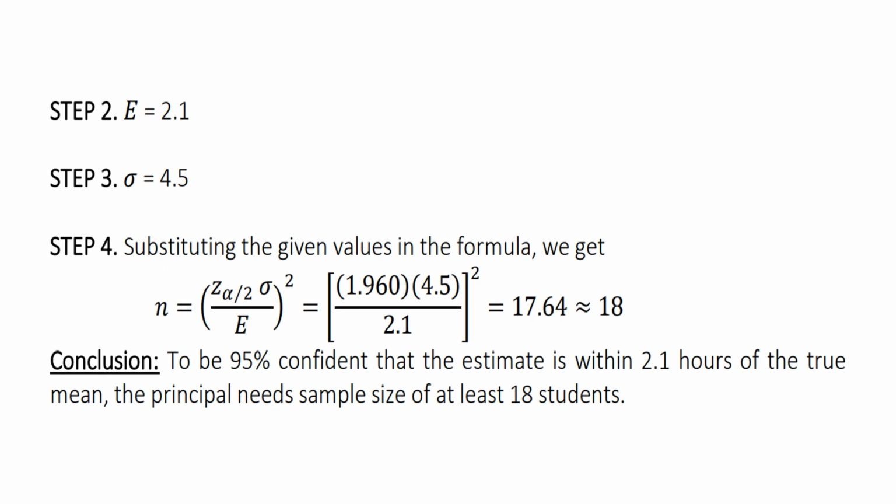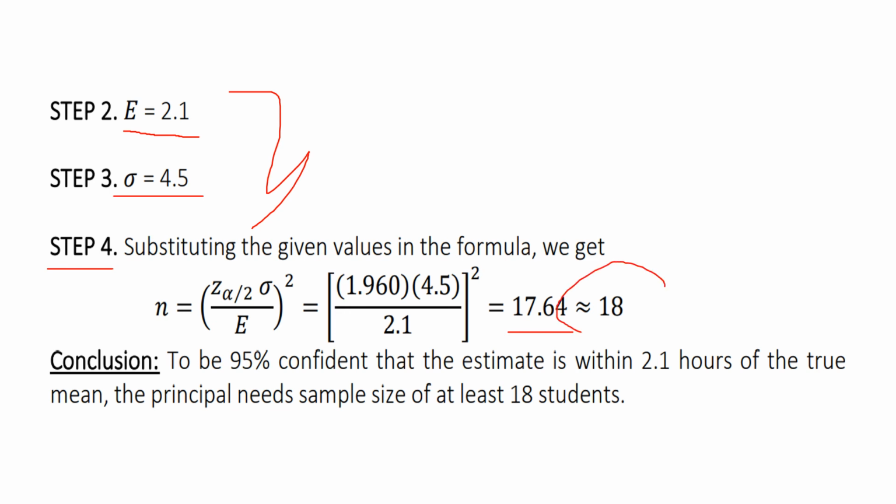For step number 2, we need to look for the value of your maximum margin of error, which is your E, and that is given in our problem. Your E now is equal to 2.1. Your sigma is 4.5 for step number 3, and for step number 4, we need to substitute all the given values in the formula. So n is equal to C sub alpha over 2 multiplied by sigma over E, squared, which is 1.96 multiplied by 4.5 over 2.1, squared. That will be equal to 17.64.